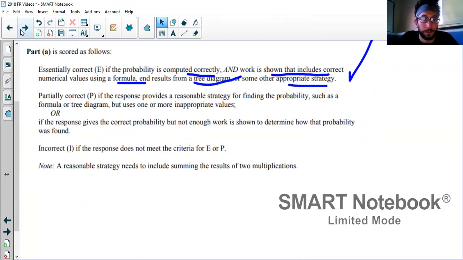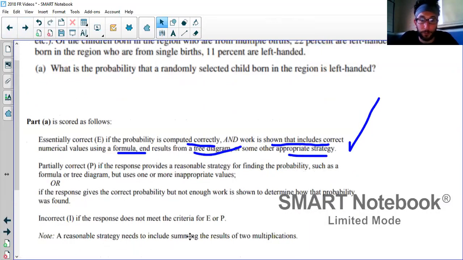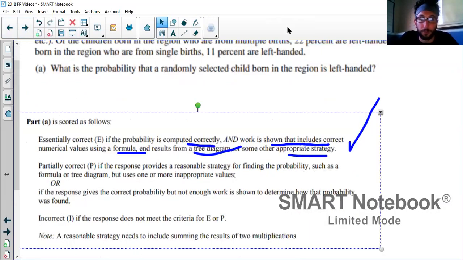All right, boom. Notice down here it said you have to include the summing of two multiplications. What am I doing? That's not what I meant to do.